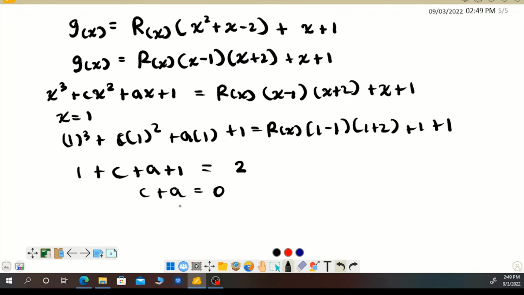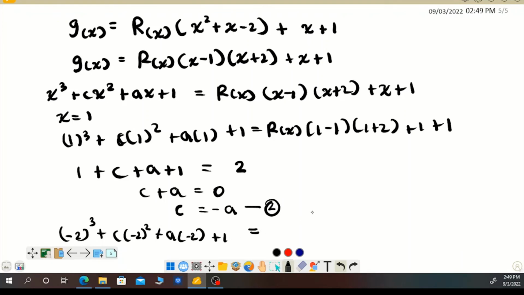So I can get some value c equals a minus a. I am going to use this as my second equation. And I am going to substitute x equals minus 2 as well. So if x equals minus 2, minus 2 cube plus c minus 2 square plus a minus 2 plus 1 equals, I am not going to substitute this part, this will be 0.